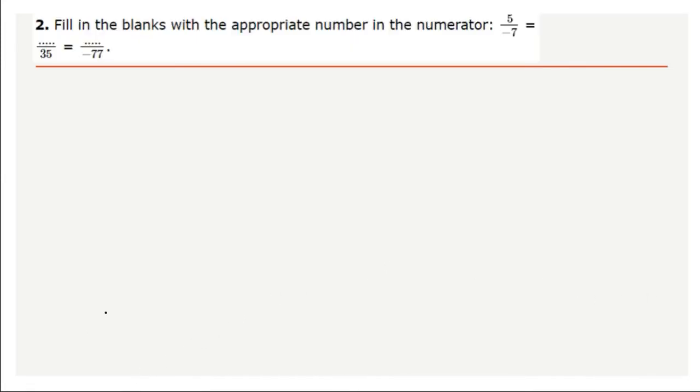Question 2. Fill in the blanks with the appropriate number in the numerator. 5 upon minus 7 is equal to blank upon 35, which is equal to blank upon minus 77. Here 5 upon minus 7 is equal to blank upon 35, which is equal to blank upon negative 77.